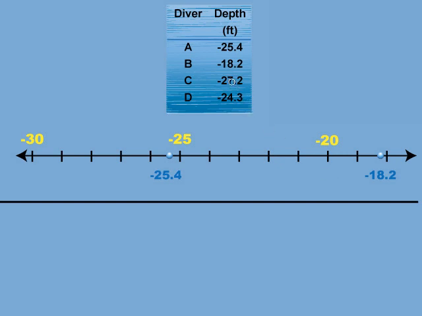The next number is -27.2. So we find -27, which is here, and -27.2 is to the left, around here. Finally, we have -24.3. So find -24, which is here, and then move a third of the way to the left, around here.